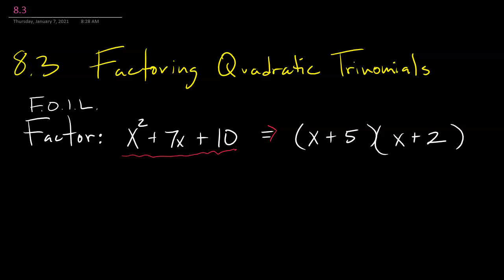So if we have x squared plus 7x plus 10, this would have been the answer if we FOILed out x plus 5 and x plus 2. Now what we're trying to do is figure out how to look at x squared plus 7x plus 10 and know the answer was x plus 5 and x plus 2. And again, it doesn't matter which order you write them. Like you can write x plus 2 and x plus 5, it's the same thing.